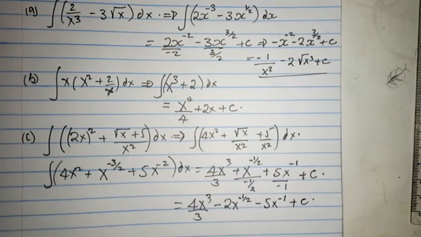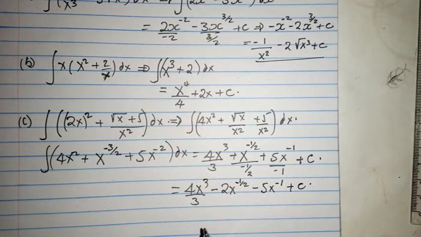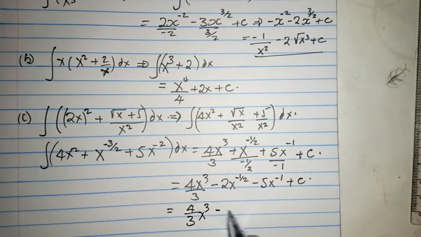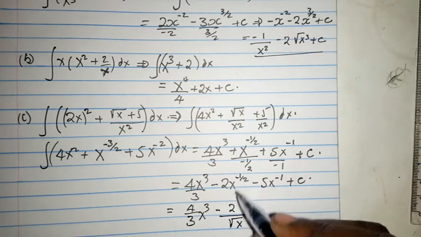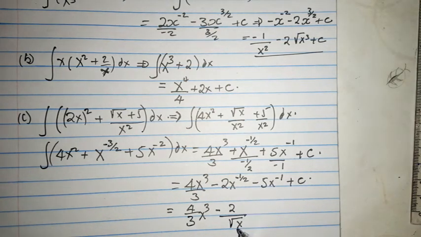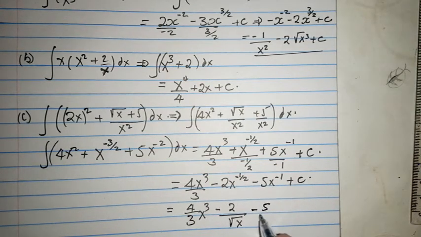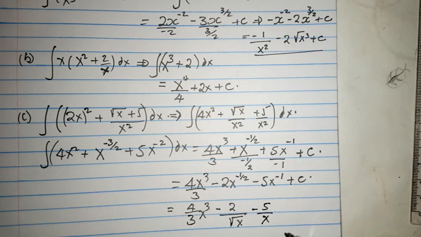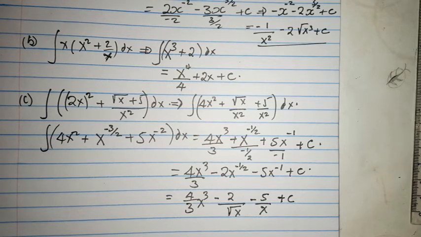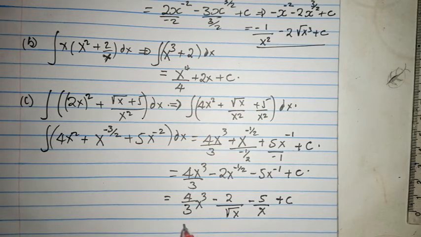If we intend now to write it in the original format, then we can easily say that we have 4 over 3 x cubed minus 2 over the root of x, because when x gets to the denominator, because of this negative power, it is going to be x raised to the power a half, that is easily the root of x, minus 5 over x raised to power 1, and we leave it that way, of course plus a constant. So finally we have 4 thirds x cubed minus 2 over the root of x, minus 5 over x, plus a constant. And this is now what we were expected to give in all those levels.